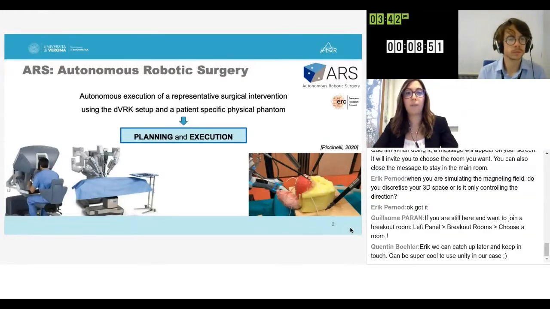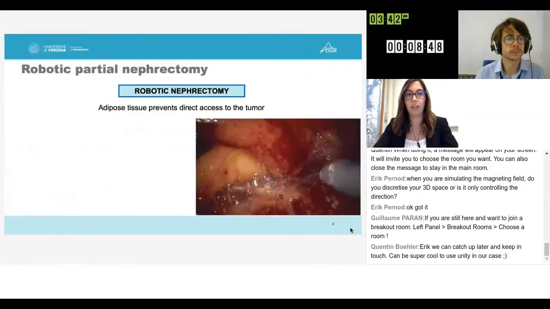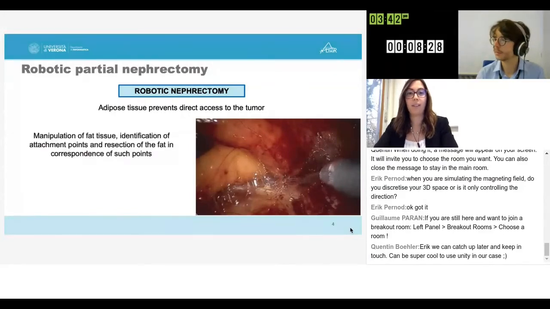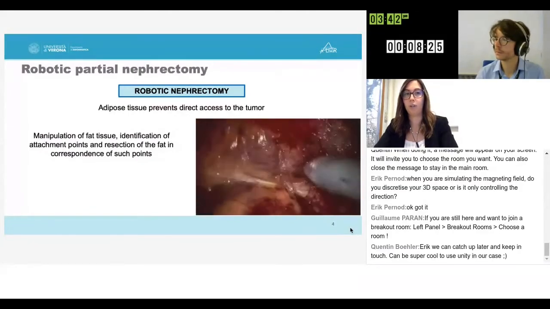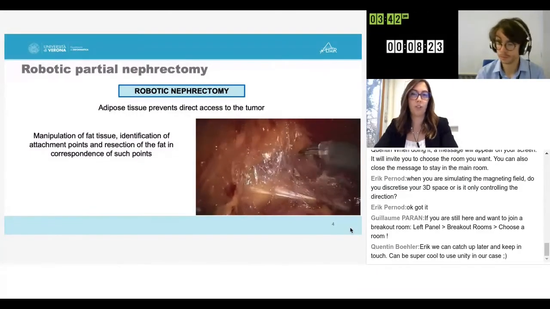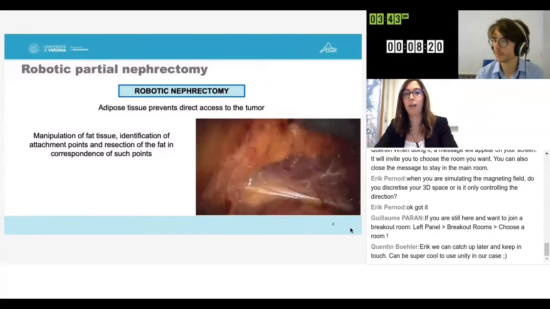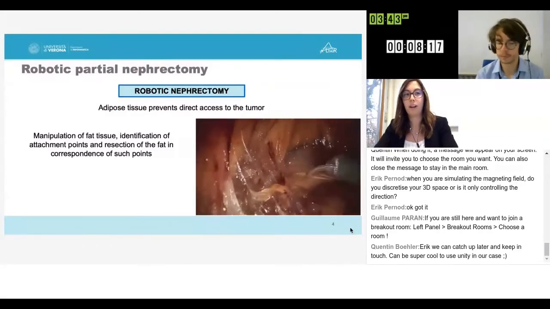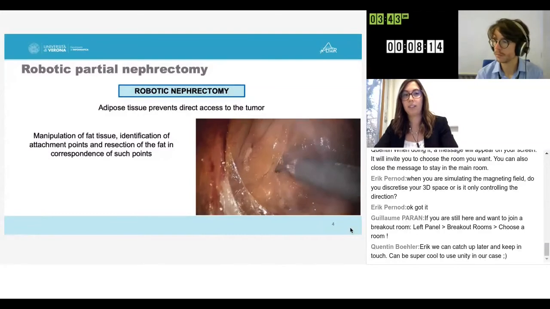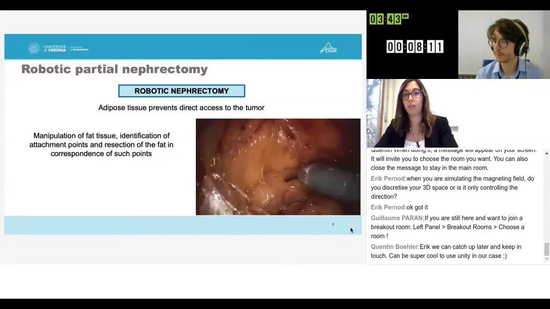So the specific kind of intervention that we are targeting in the ARS project is partial robotic nephrectomy, whose aim is to identify and remove a kidney tumor. So one of the first challenges during the first stages of this procedure is that the kidney is surrounded by adipose tissue, and this adipose tissue prevents direct access to the tumor. So what the surgeon usually does in this situation is to manipulate the adipose tissue, identify where the attachment points are, and then resect the adipose tissue in correspondence to those points.